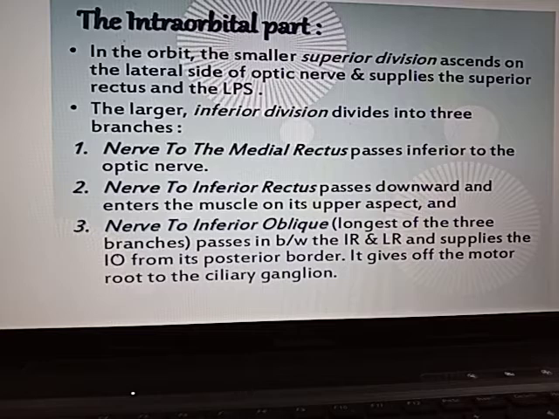Inside the orbit, all the nerves enter the muscle through their ocular surface except the superior oblique. In the superior oblique, the nerve enters through the orbital surface, and in the inferior oblique, the nerve enters through its posterior border. The superior oblique is supplied by cranial nerve 4, and the inferior oblique is supplied by the oculomotor nerve through its posterior border. Okay.